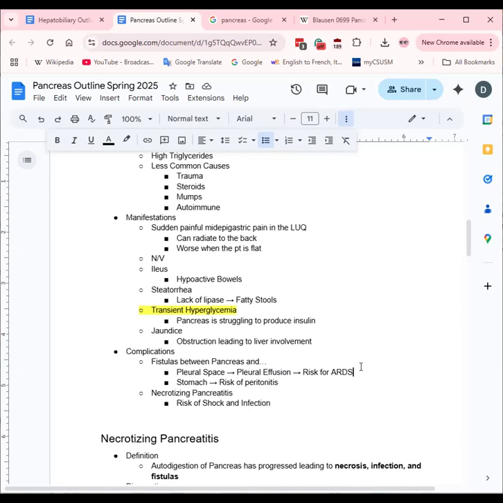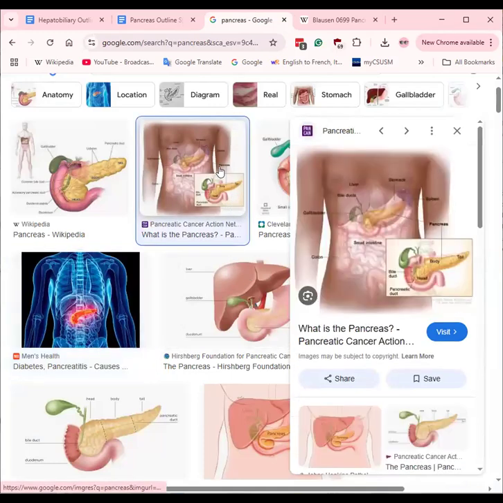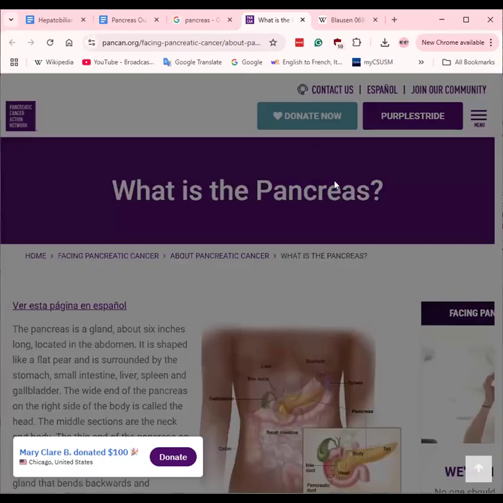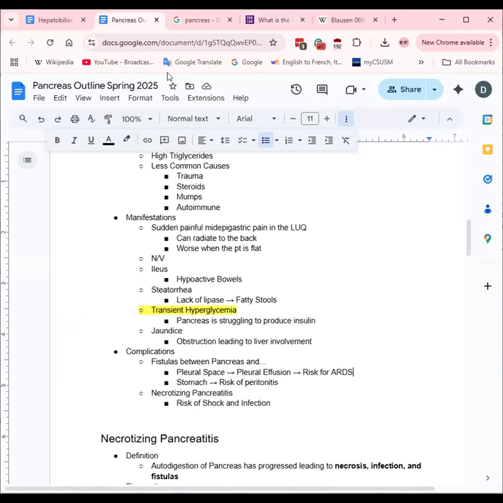The other fistula that can happen, by the pancreas digesting itself and having those enzymes work all the way through the pancreas, is with the stomach. And this one is a little bit more obvious just because the stomach and the pancreas are very close to each other. As you can see right here in this picture, pancreas, stomach right here, it's right next to it.